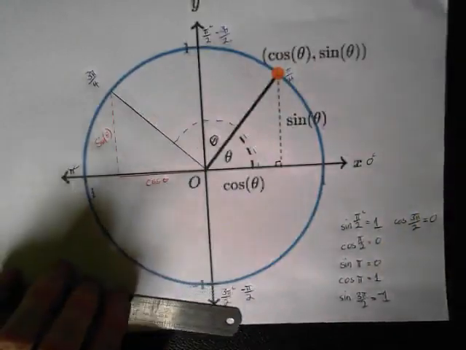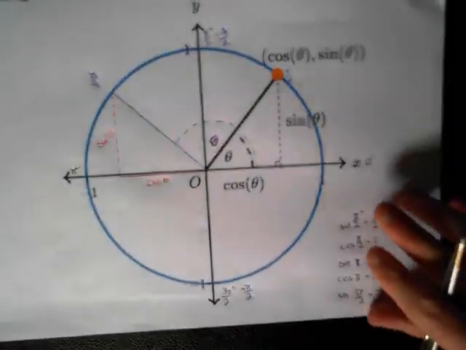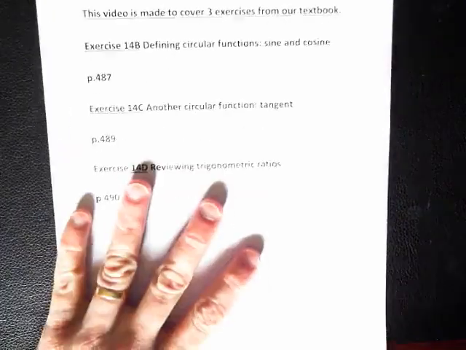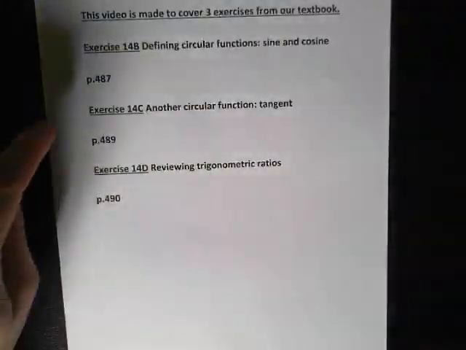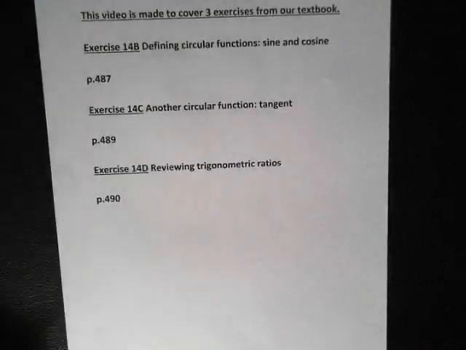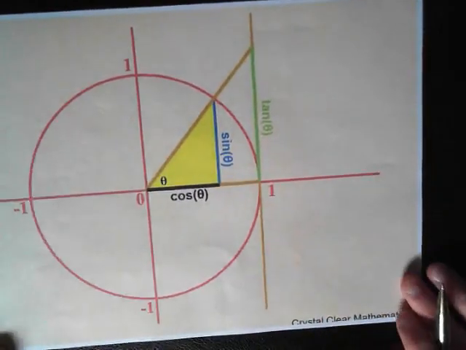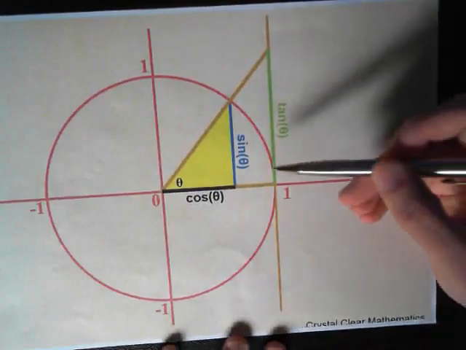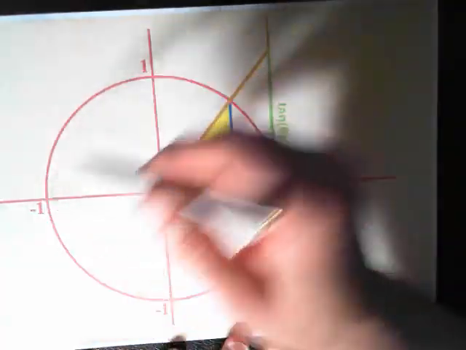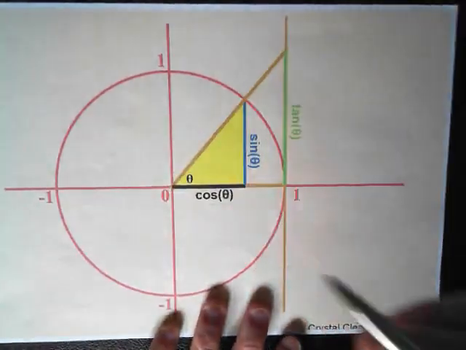What we want to move into here is another trigonometric ratio, which is tangent. So just to recap, another trigonometric function, Exercise 14c, another circular function, tangent. Okay, and for tangent, we need a different picture. This is a similar picture to the one we've had before. We have our unit circle. Okay, we have 1, -1, 1, -1, 0 in the middle.